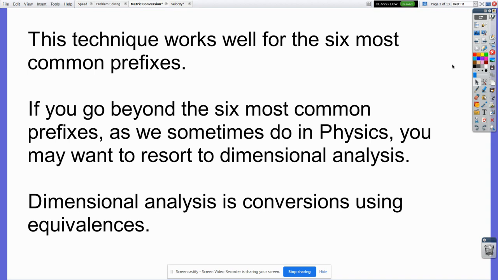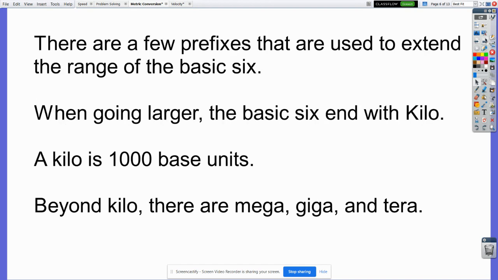We could need prefixes that are larger than kilo. We could need prefixes that are smaller than milli. And when we come across those and we need to do conversions with them, we need to use dimensional analysis, the process by which we do our unit conversions with equivalences instead. Again, the 6 basic prefixes, kilo, hecto, deca, deci, centi, milli, are the most commonly used ones. Kilo is the largest of those 6. A kilo is 1,000 base units, so a kilogram is 1,000 grams.